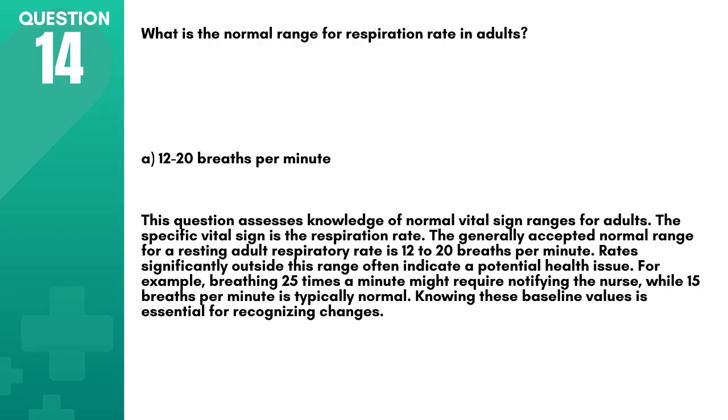Answer: A. 12 to 20 breaths per minute. This question assesses knowledge of normal vital sign ranges for adults. The specific vital sign is the respiration rate. The generally accepted normal range for a resting adult respiratory rate is 12 to 20 breaths per minute.